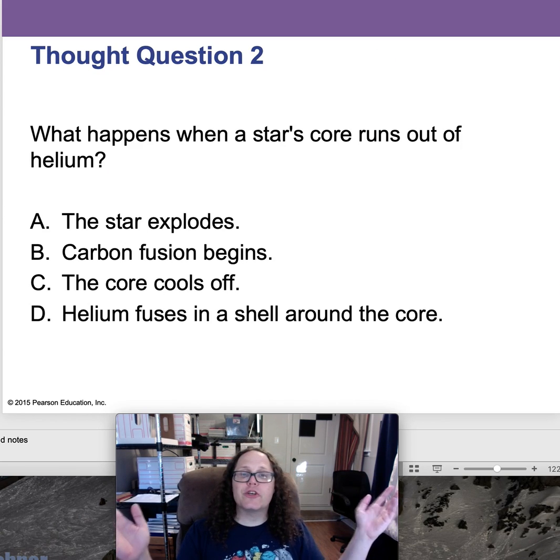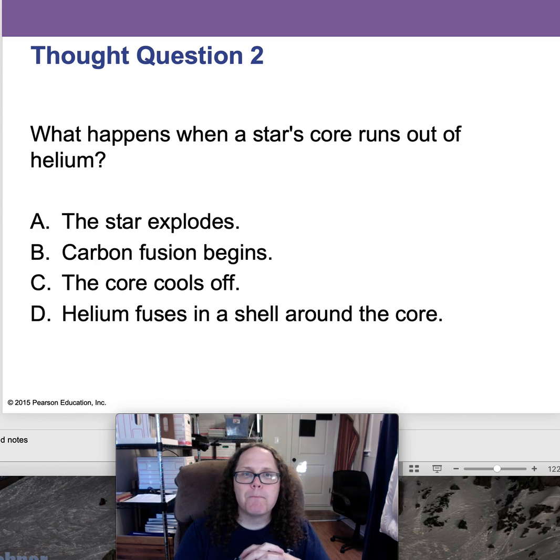Well, here's a thought question. Write down the answer. What happens when a helium fusion star's core runs out of helium? A, it explodes. B, carbon fusion begins. C, the core cools off. D, helium fusion begins in a shell around the core. Write down the answer.